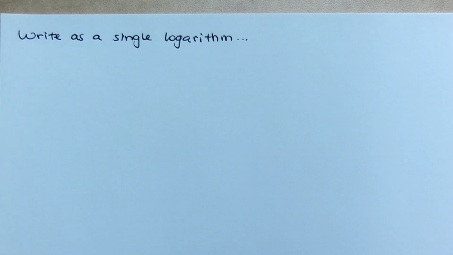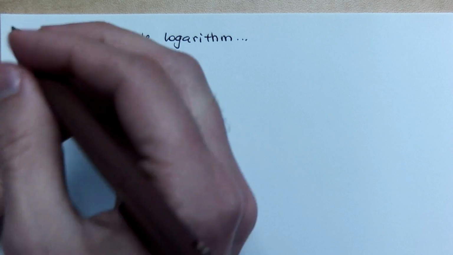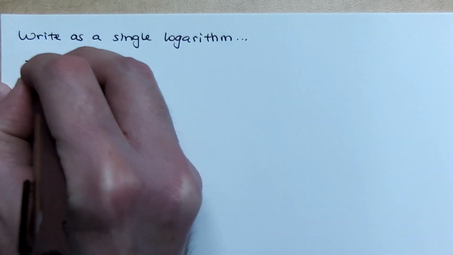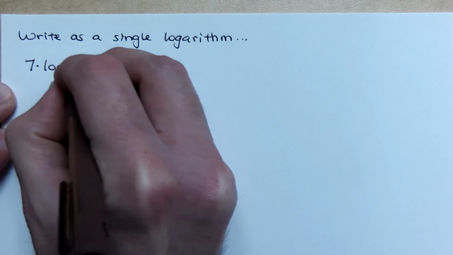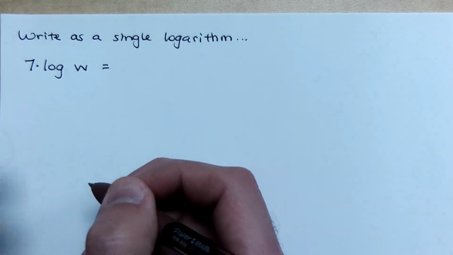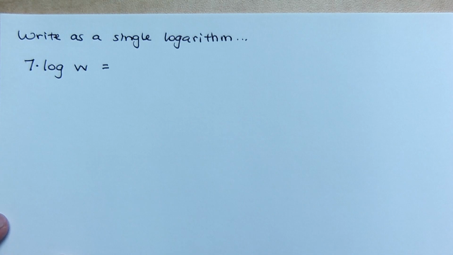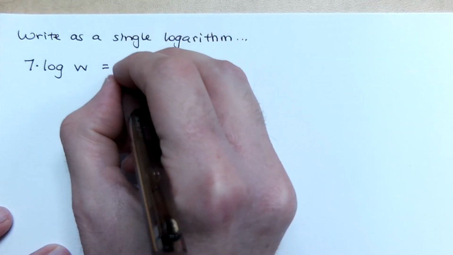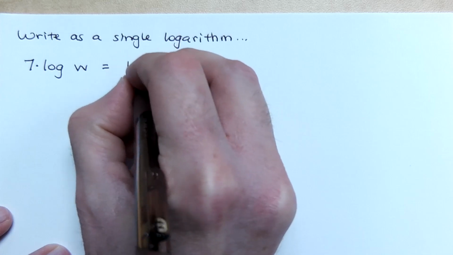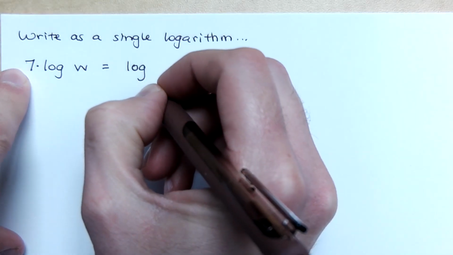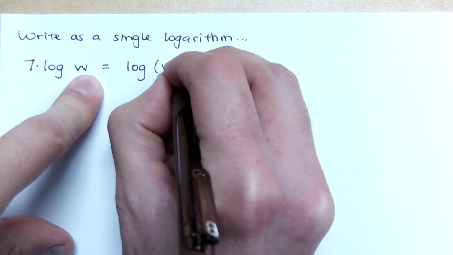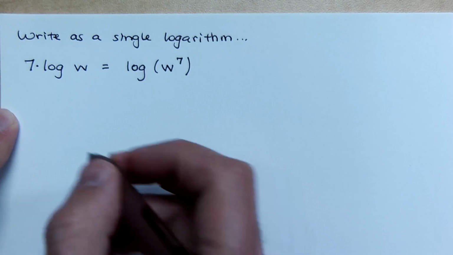So instead of expanding logarithms, let's go the other way and try to condense and write as a single logarithm. For example, if I were to write 7 times the log of w, how do I put this all back into one nice, tidy little package? Log of w is 7. Right, so instead of having the coefficient out here, it goes back as a power of what's on the inside, so log of w to the 7th.